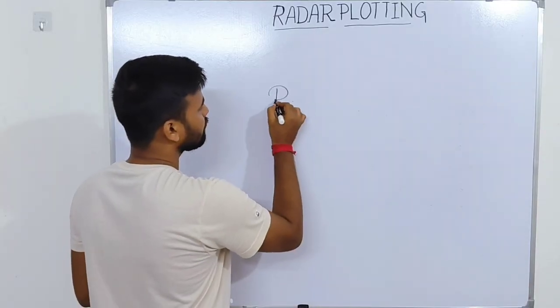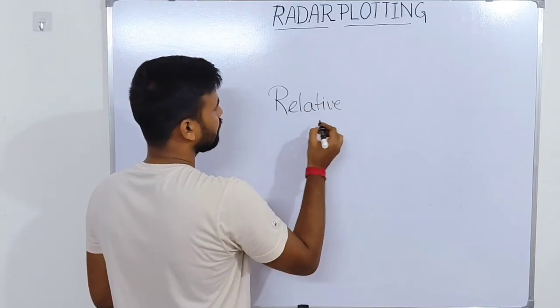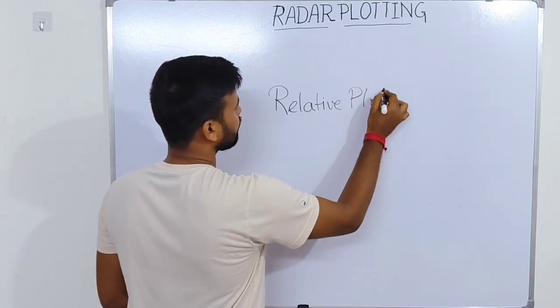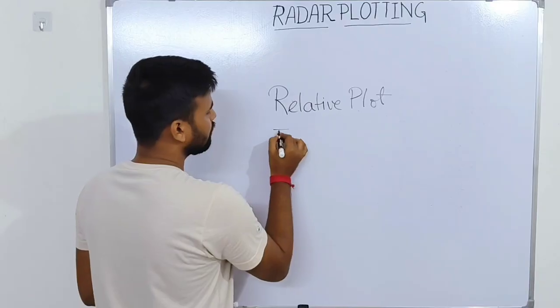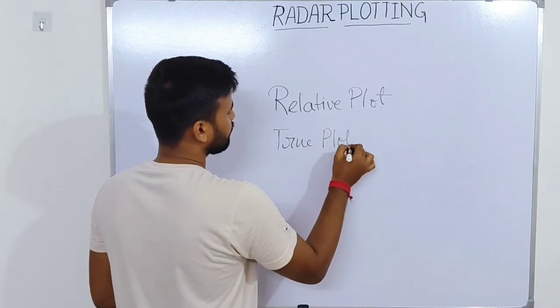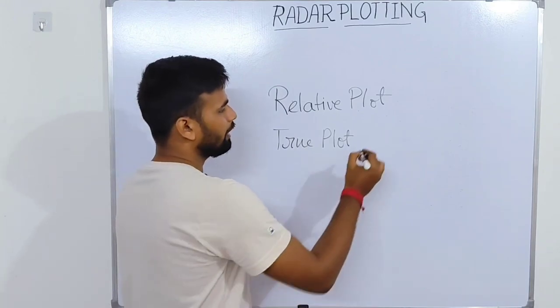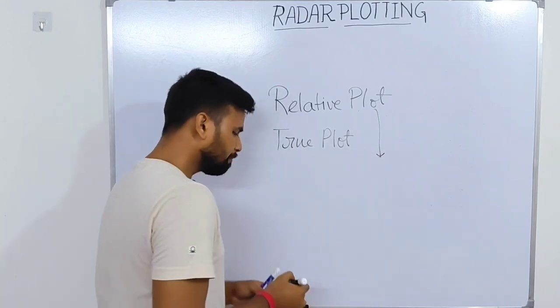One is the relative plot, another one is the true plotting. Okay, so what is the difference between these two? In the relative plotting, I'll show over here.